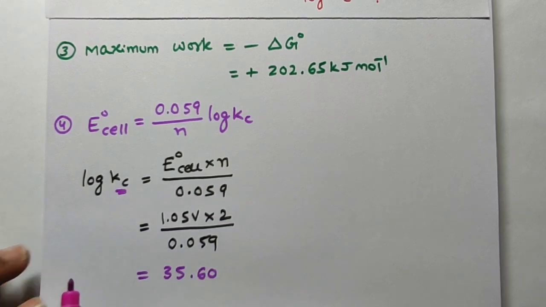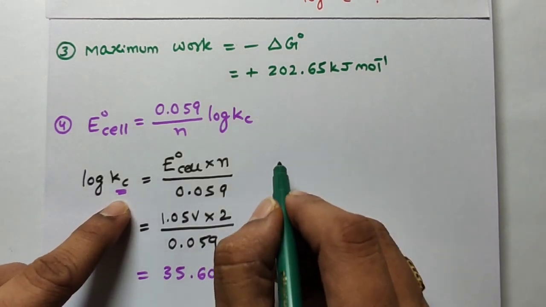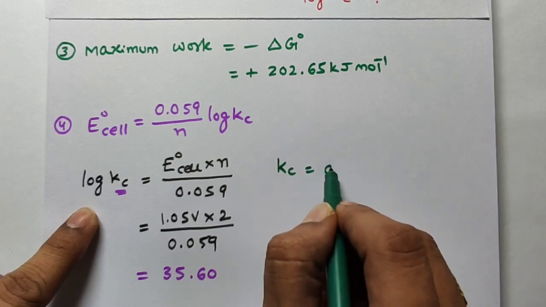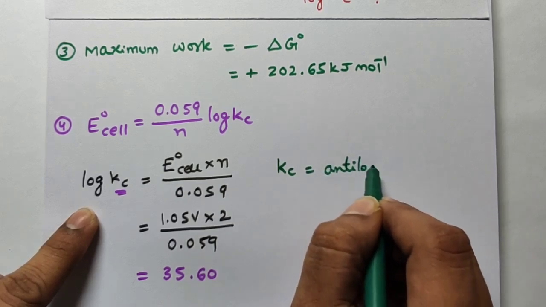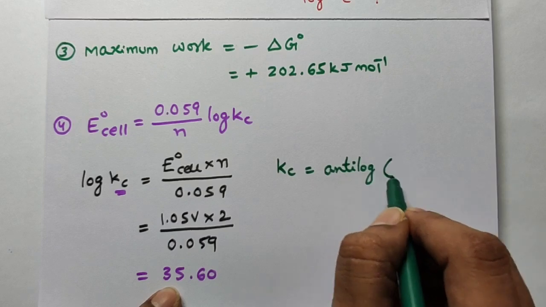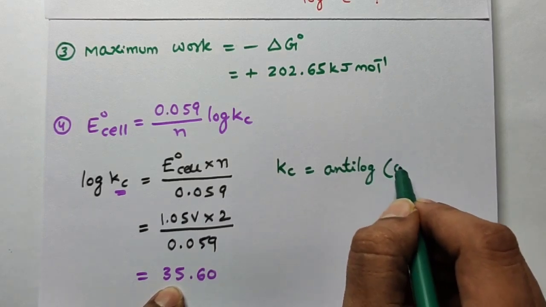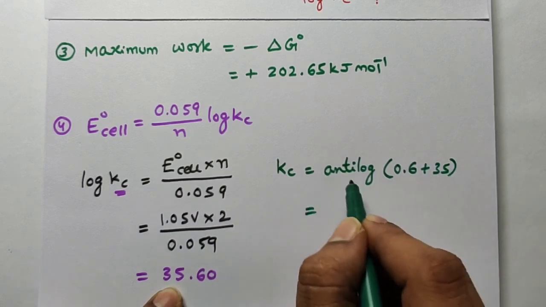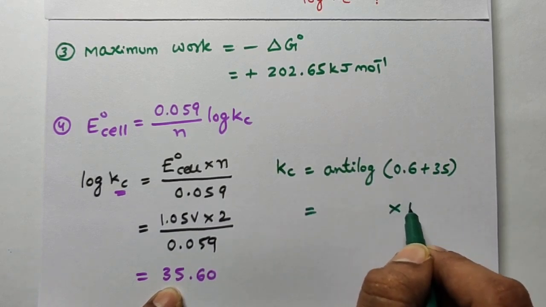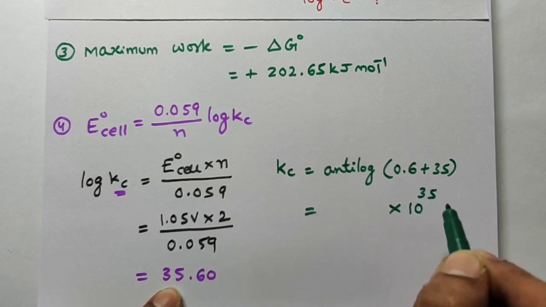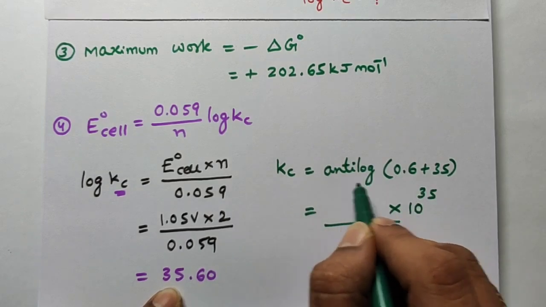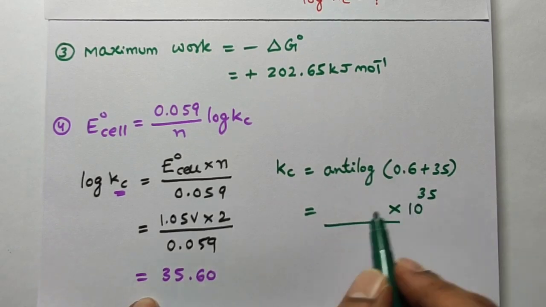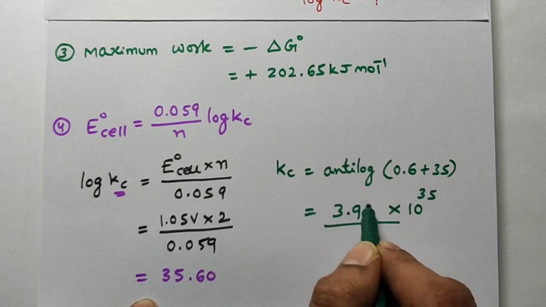Sometimes they will ask for the Kc value. How do we do that? If you want Kc, then Kc equals the anti-log of 35.6. You can write 35.6 as 0.6 plus 35. Anti-log 35 is nothing but 10 to the power of 35. The 0.6 part they will give in the question, don't worry. Anti-log 0.6 has the value 3.98.